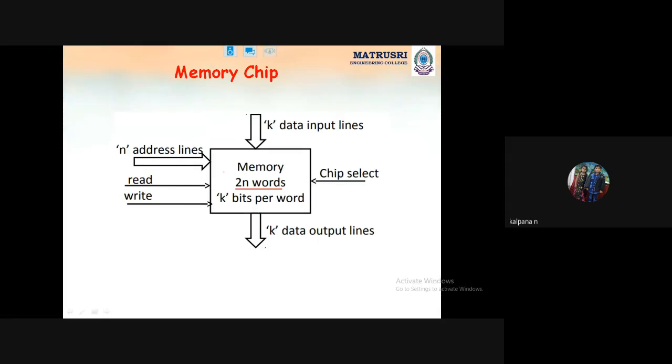So 8 bits at a time it will store. How many address lines? This one has 16. So 8 into 2 power 16. Like that we will state the chip capacity. I'll tell later. This is the memory chip. Memory chip capacity or size will be decided by 2^n into k, where k is the bits per word. How many bits per word? One word is equal to how many bits?